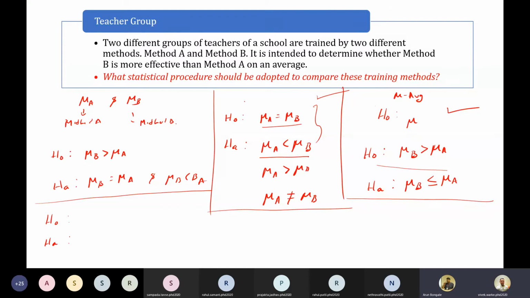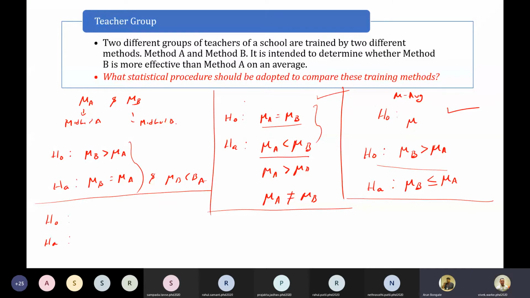See, Vivek, not only to you, for everyone: always try to put the null hypothesis with an equality sign. Whatever you told is right, but always the null hypothesis should have an equality sign. Either it may accept the statement or reject it, it doesn't matter. Don't worry about that.